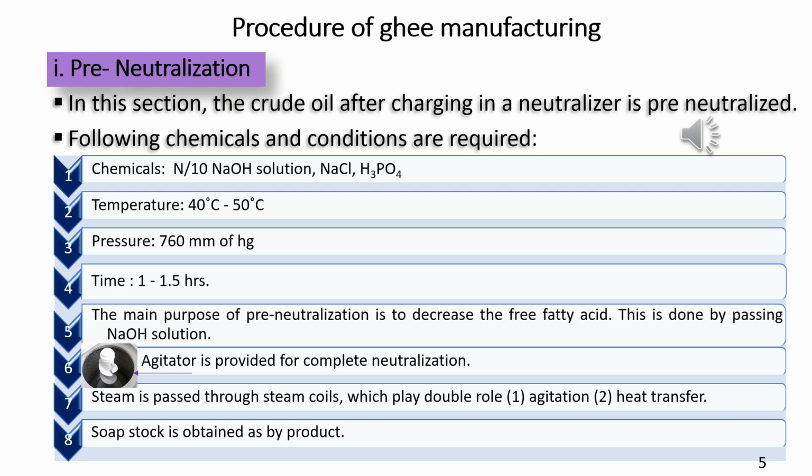After this, we will provide steam to our sample through steam coils, which plays two roles. First role is to provide agitation to our sample, and second role is to provide heat transfer to our sample. At the end of the pre-neutralization process, we will obtain soap stock as our product.